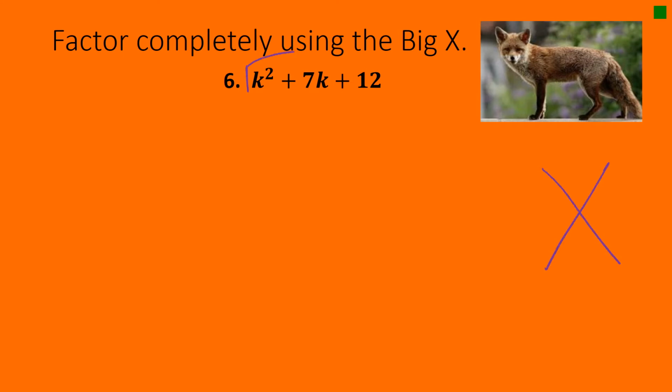All right, we're going to take 1 times 12 and get 12, and we're looking for 7. Everybody's positive. So 1 and 12 gives me 13. 2 and 6 gives me 8. 3 and 4 gives me 7. Remember, you don't have to do that if you can see them, but always check to make sure it does add up to what you've got. So we're going to do plus 3k, plus 4k, and we're leaving the plus 12 at the end.